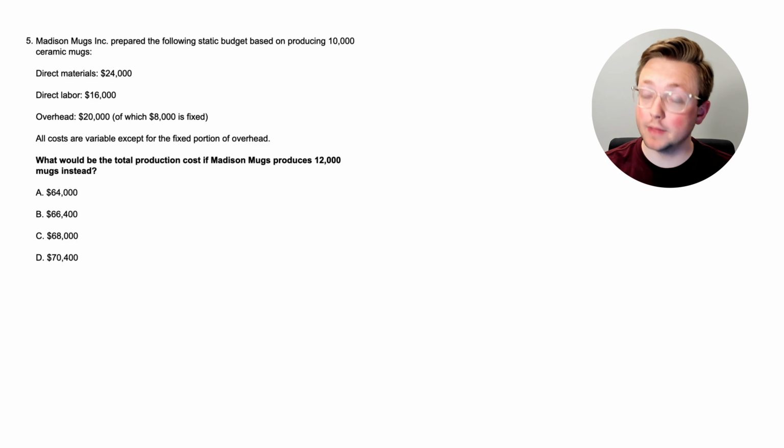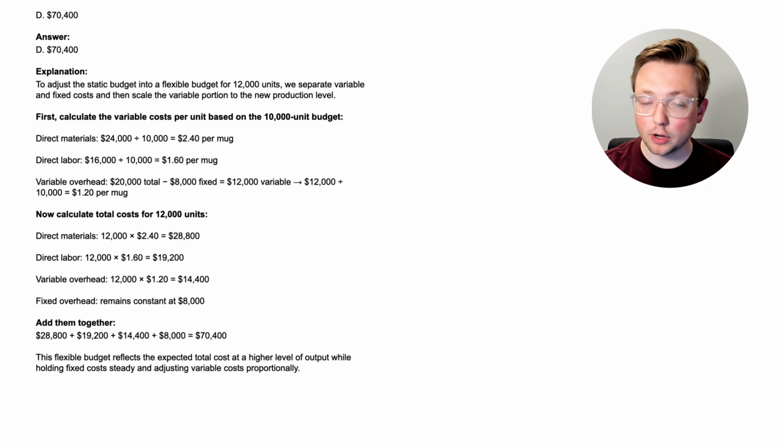All right, here we are. The answer is D, $70,400. That is the amount that it's going to cost for the flexible version of the budget. So let's talk about that. To adjust the static budget, which is what we were given based on 10,000 units, into a flexible budget for 12,000 units, we separate variable and fixed costs and then scale the variable portion to the new production level.